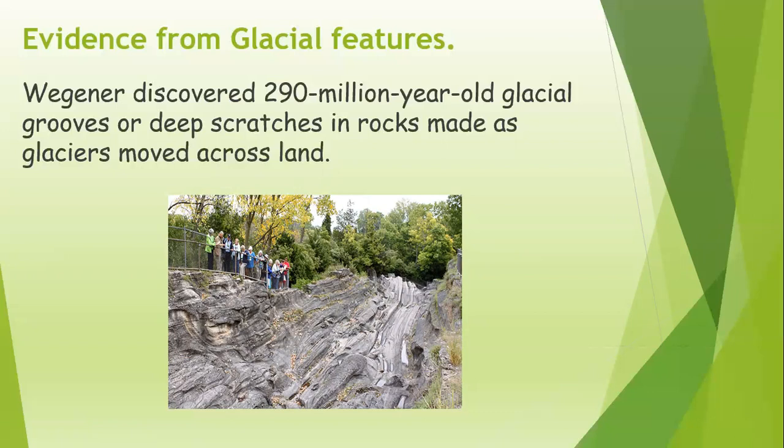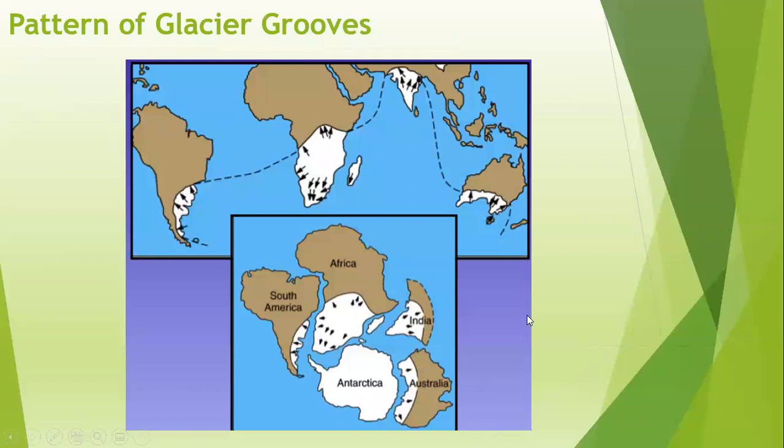Now, how did Alfred Wegener find any evidence from glacial grooves? Let's study about that. Now, first thing was the pattern. He found the pattern of glacial grooves. See, these glacial grooves are found in many different continents from millions of years ago.